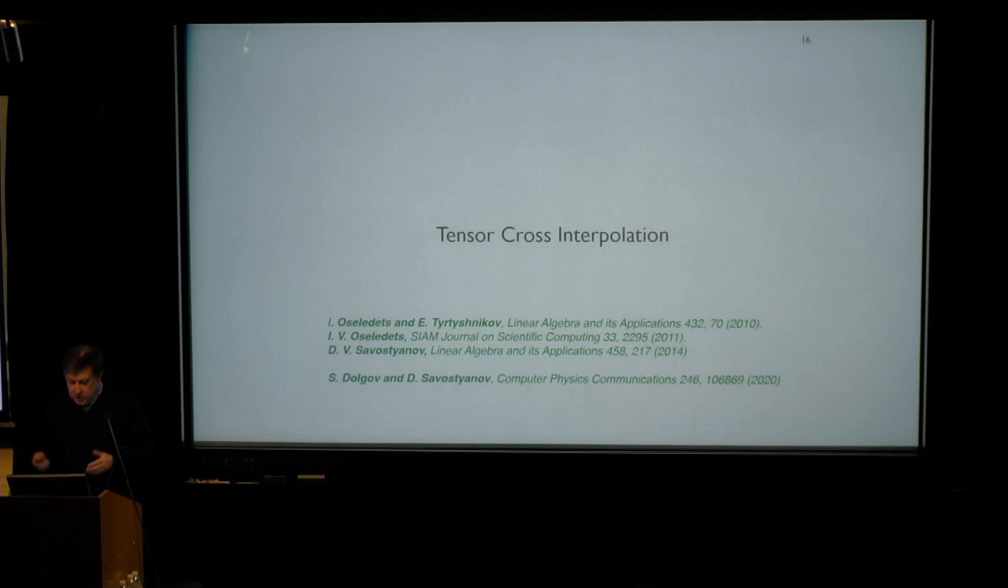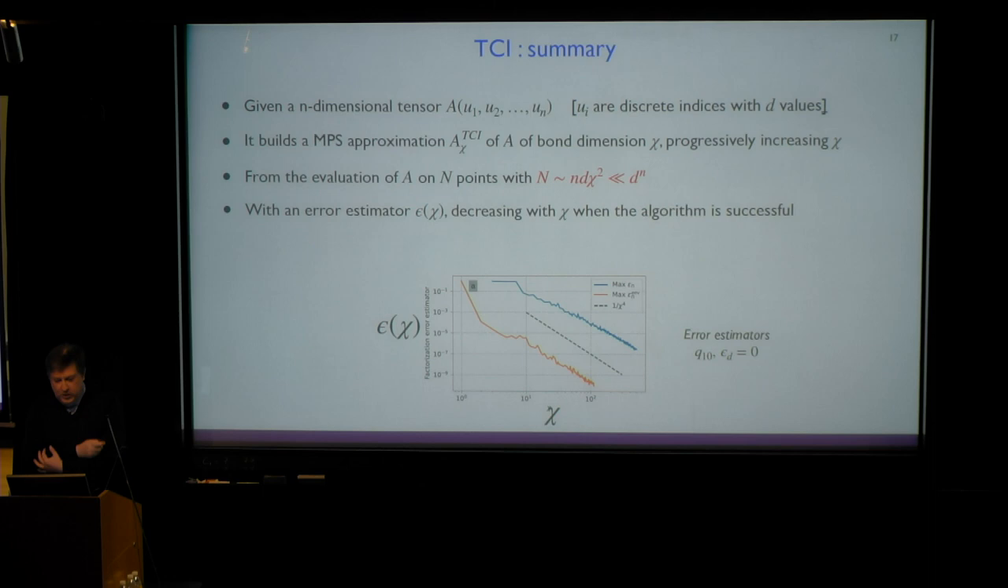The executive summary, if you want, of the algorithm is the following. Give me a tensor A, which has a low rank, where u_i are discrete indices. The algorithm will build an MPS approximation, TCI, of rank chi, progressively by doing sweeps. It will do it by evaluating the function A on n points, n being linear in small n, meaning the number of variables, D being the number of values of the index here, and chi squared, which is the rank, which is, of course, much smaller than exploring the whole tensor.